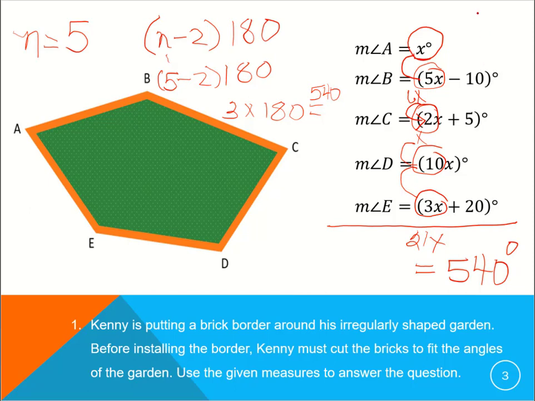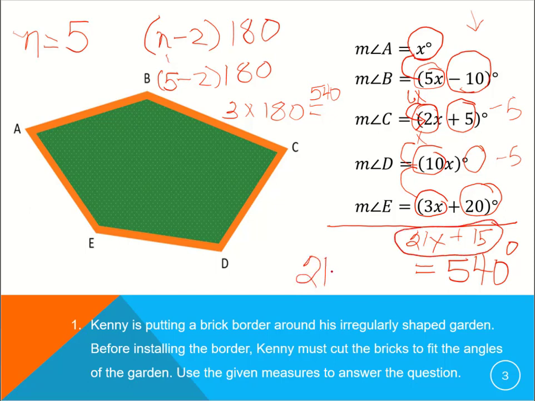Now we're going to add the constants. Again, I've lined it up to make it a little quicker for you. Negative 10 in my example plus 5 is negative 5. Plus 0 is still negative 5. Plus 20 is positive 15. So when I added those expressions together, I got 21x plus 15 equals 540 degrees. Now what you need to do is solve that equation for x.